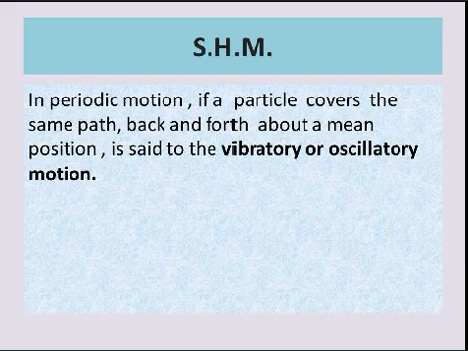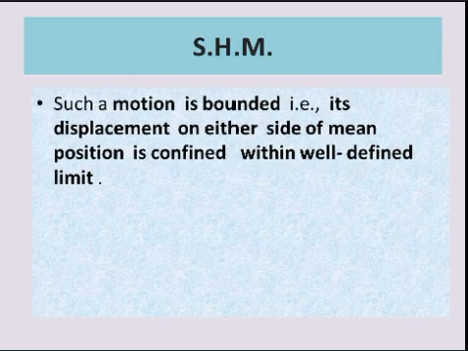Again, the words which are appearing in bold letters are very important. Motions such as the vibratory or the oscillatory motion which I described in the earlier slide, such motion is bounded. That is, bounded means its displacement on either side of the mean position is confined within a well-defined limit. It will not cross that upper limit. It will always be within that limit. So this slide is important from true or false point of view.